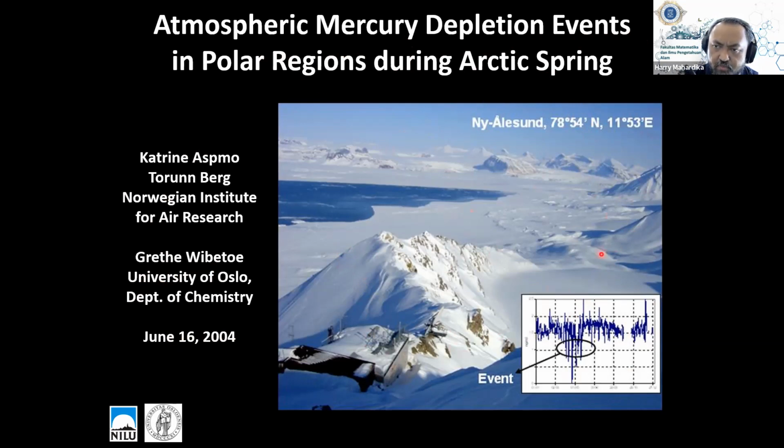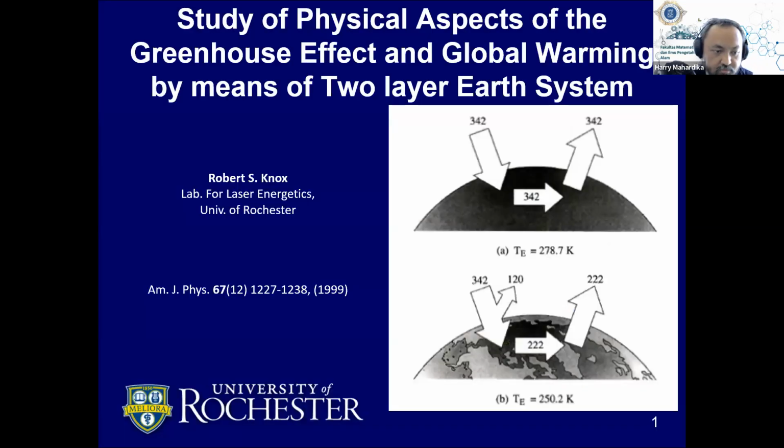So it shows the polar Arctic region during spring, and it measures the mercury concentration in the atmosphere. So these are the graphs that show the depletion of the mercury level in the Arctic during spring. And here are the authors or the speaker affiliation. Okay, here is another example.